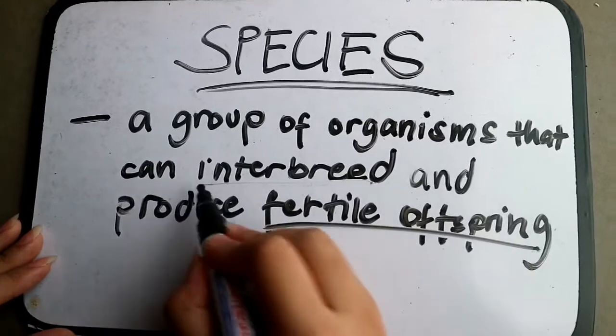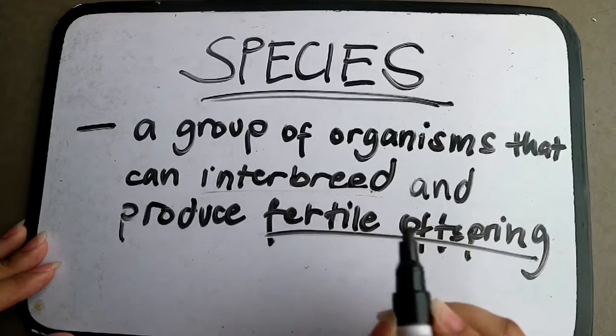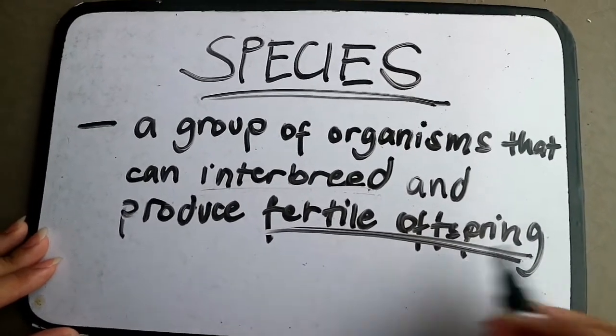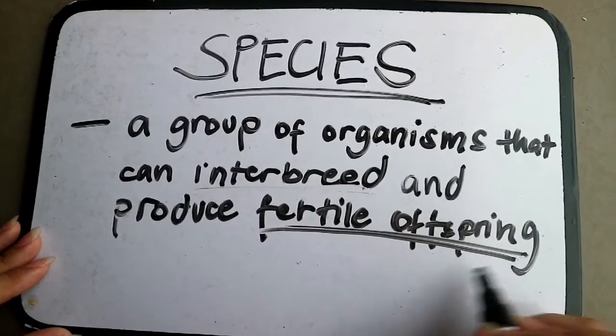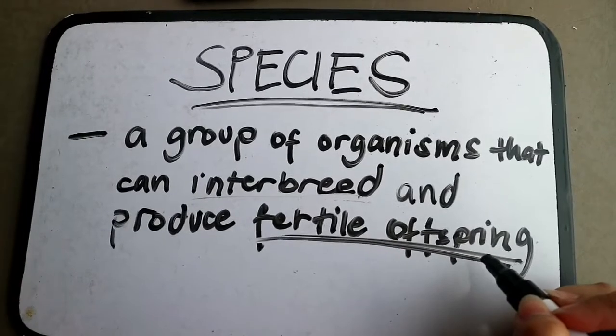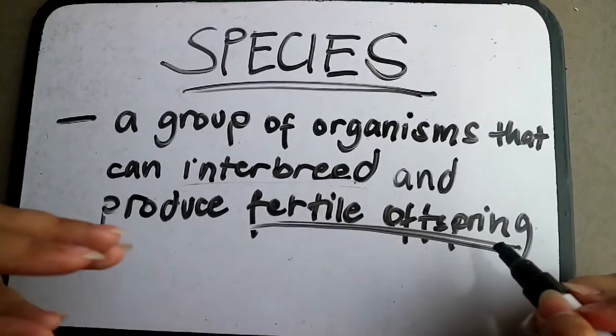When we hear the word interbreed, it means producing offspring with each other, while fertile offspring means that the offspring of parents can continue to reproduce, which means that the offspring which has been produced by the parents can also produce another offspring. So that is the definition of species.